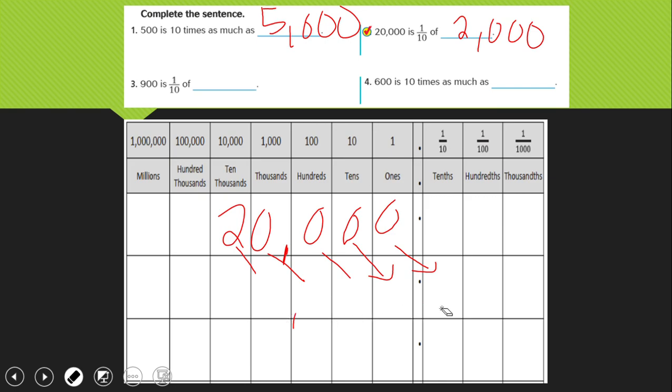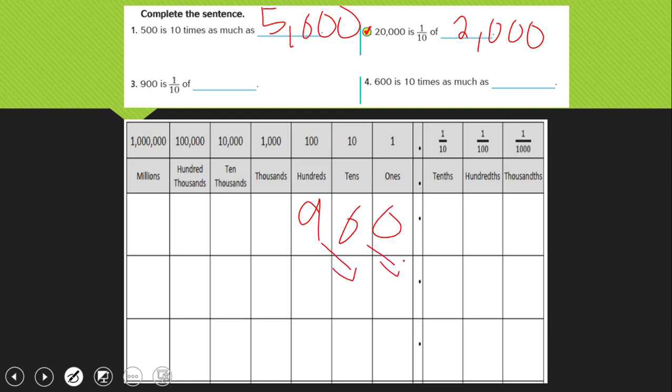All right, let's go ahead and do this last one. We're at 900, and we want to know what is 1/10 of 900. Boom. You have 90. How about 600 is 10 times as much? Remember, 10 times, that's multiplication, so you're going to be shifting to the left. Let me erase this.